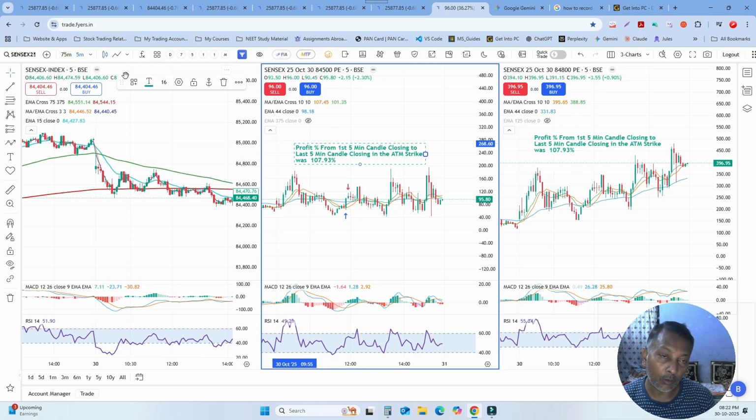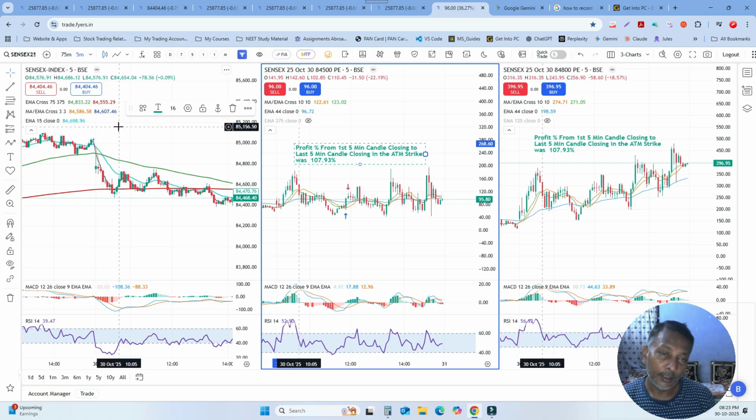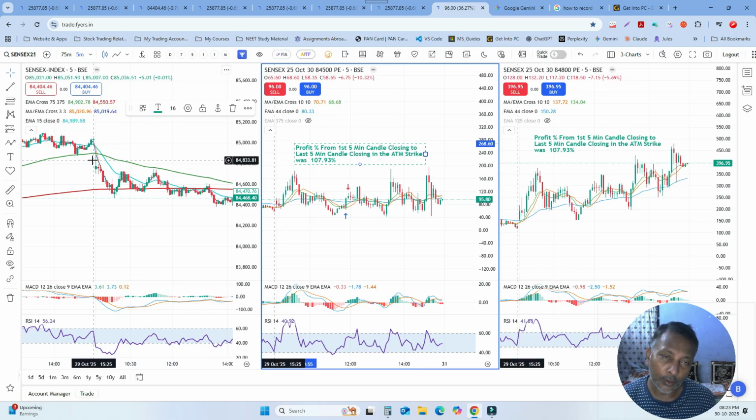Where did the market close yesterday? It closed at 85,036.51. Let us forget about the 36.51 and make it a round figure of 85,000. So 85,000 minus 600, the number will come around 84,400.